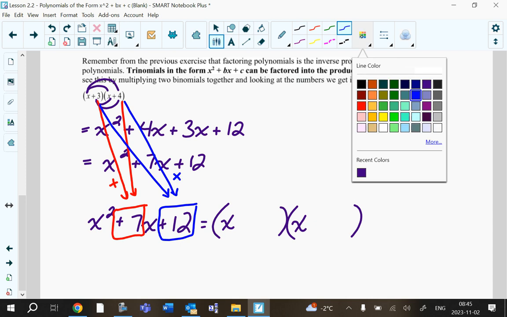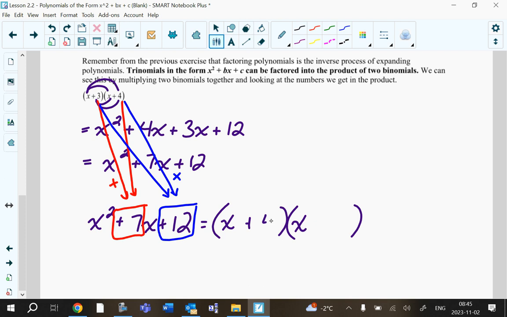So we get plus 4 plus 3. Tell me something. Would this answer also be correct? Yes, right? Because when we multiply, the order doesn't matter. 2 times 3 is still the same as 3 times 2. So one of them doesn't have to go before the other. You just have to make sure you have the correct numbers. So that's how we factor these x squared trinomials.